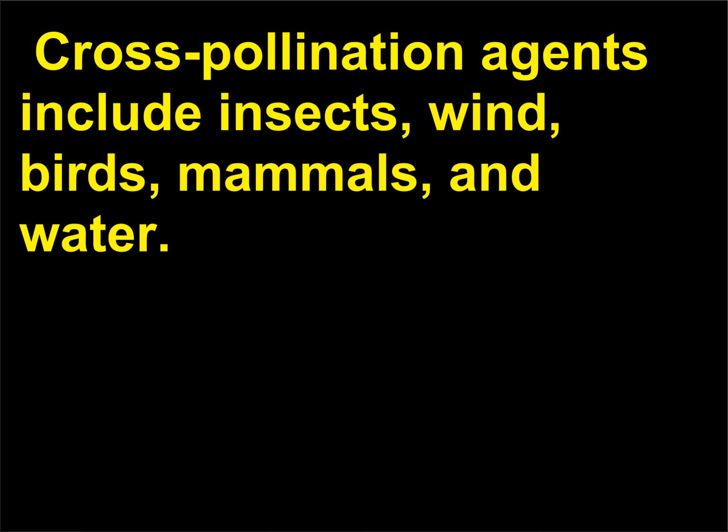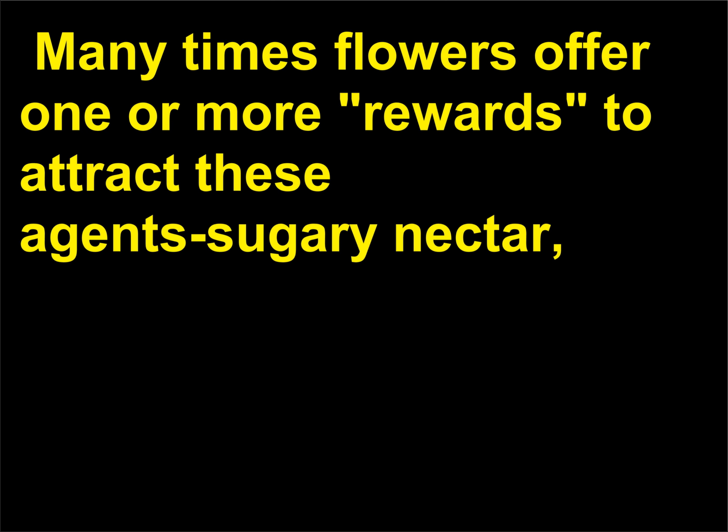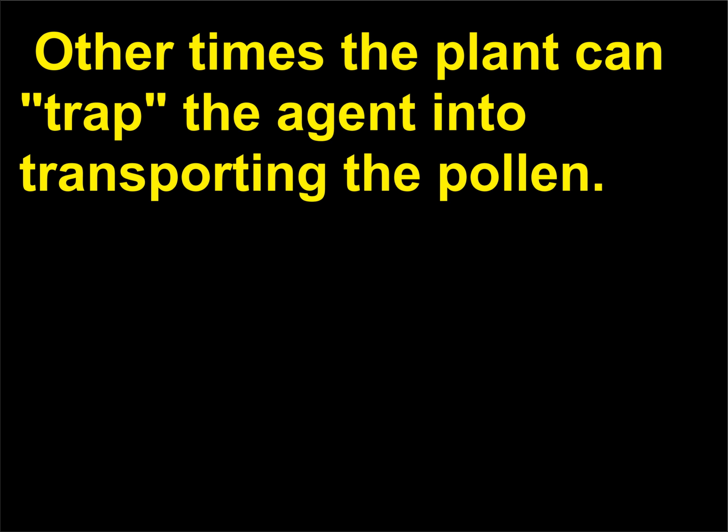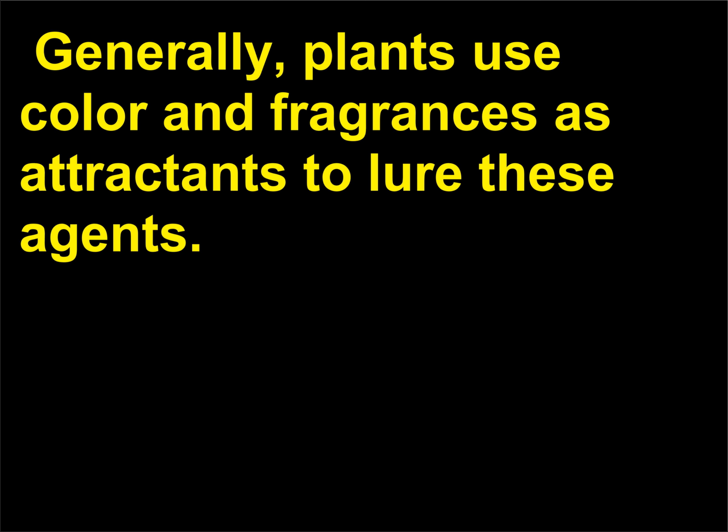Cross-pollination agents include insects, wind, birds, mammals, and water. Many times flowers offer one or more rewards to attract these agents: sugary nectar, oil, solid food bodies, perfume, a place to sleep, or sometimes the pollen itself. Other times the plant can trap the agent into transporting the pollen. Generally, plants use color and fragrances as attractants to lure these agents.